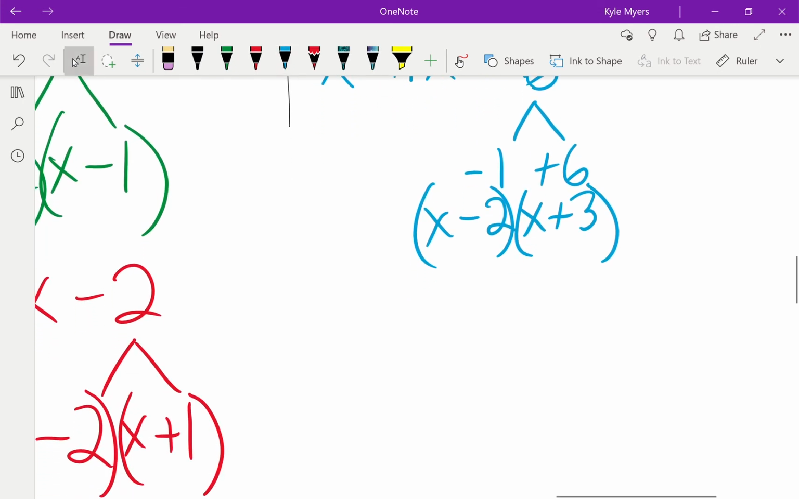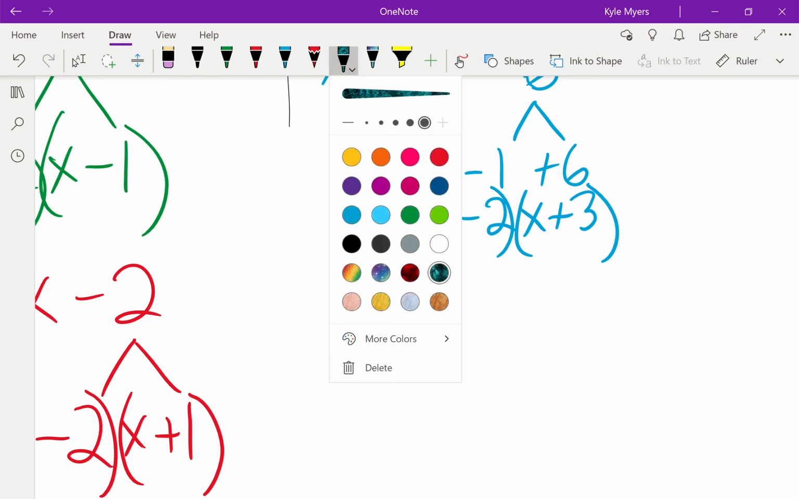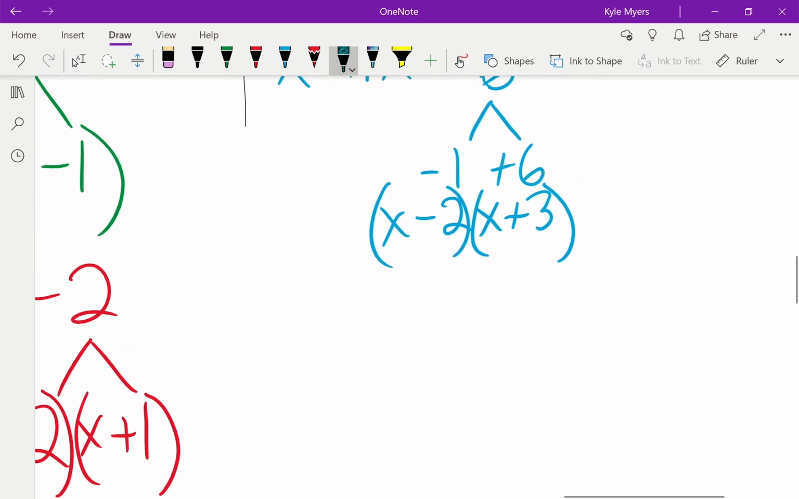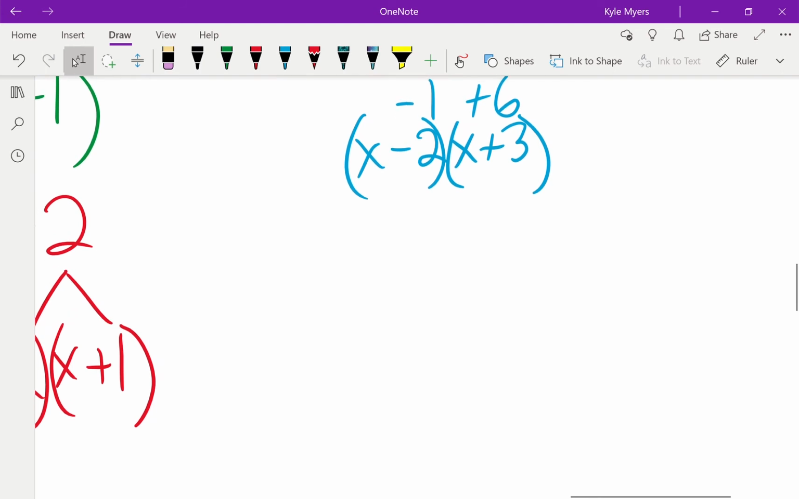So the pen that I have here, it's a little thicker. I can tone down the thickness a little bit, but it's still going to be a little thick, but it's okay. I'll just use it because I like the color of it.